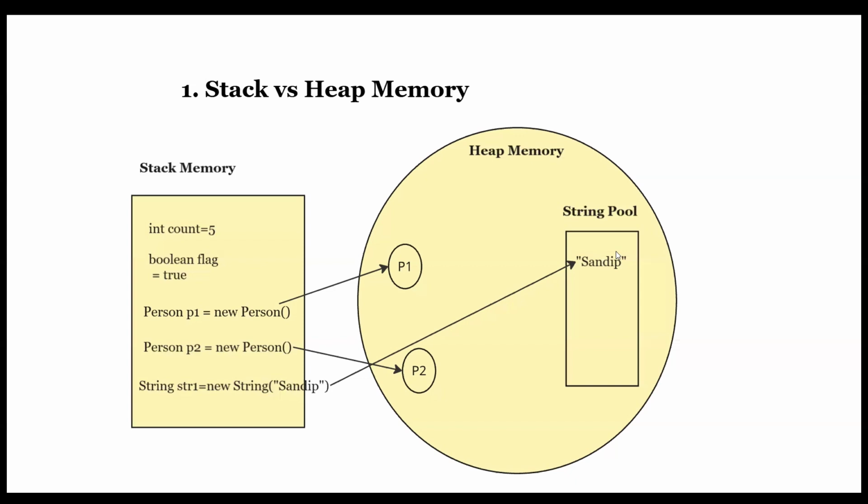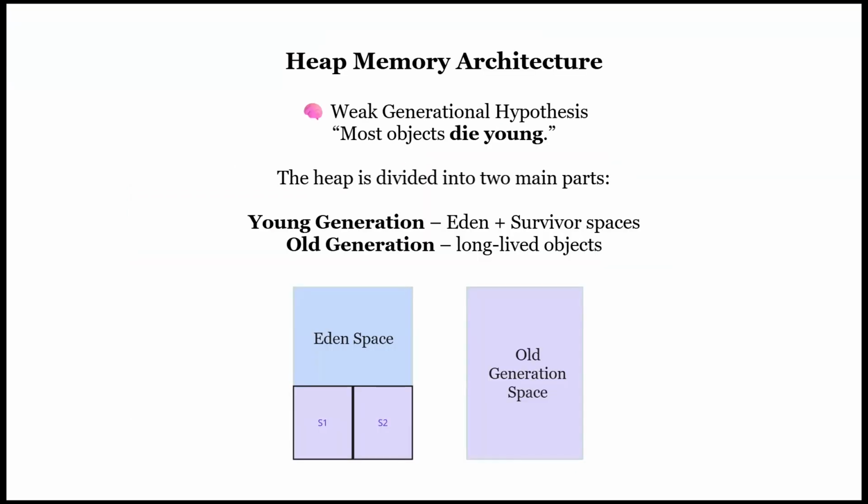Next, let's understand heap memory architecture. Heap is not one big block. The JVM divides heap into generations based on a very important observation. It is called the weak generational hypothesis: most objects die young. Heap is divided into two main parts, young generation and old generation.